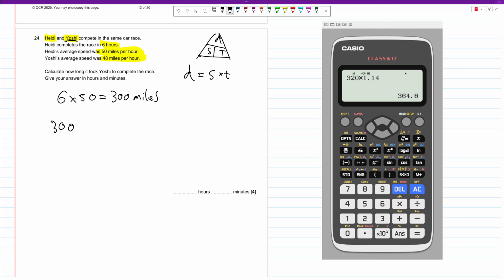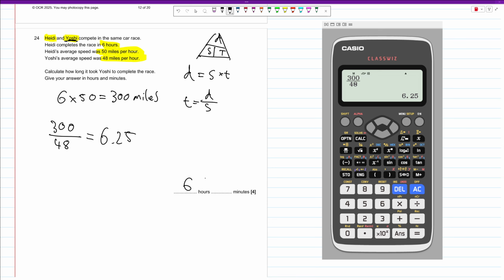But now I can do time is equal to distance divided by speed. So 300 miles divided by 48 miles an hour will give me how long it took Yoshi to finish that race. 6.25.